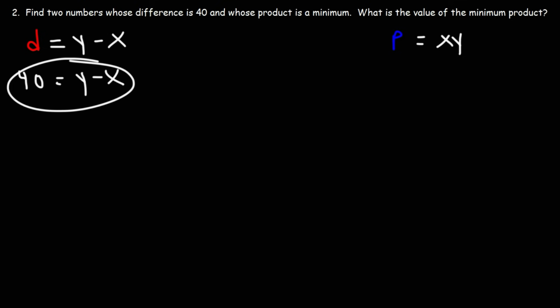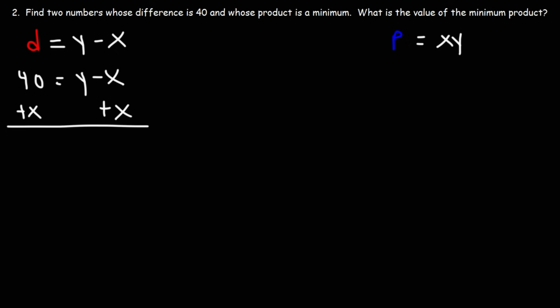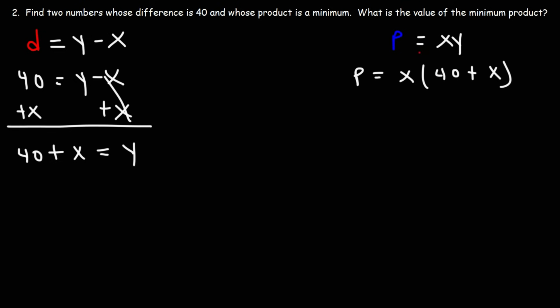So let's get this equation in terms of one variable. Let's add x to both sides. So we get 40 plus x is equal to y. Now let's replace y with 40 plus x in the objective function. So the product is going to be x times 40 plus x. And now let's distribute. So here we have x times 40, which is 40x, and then x times x, which is x squared.